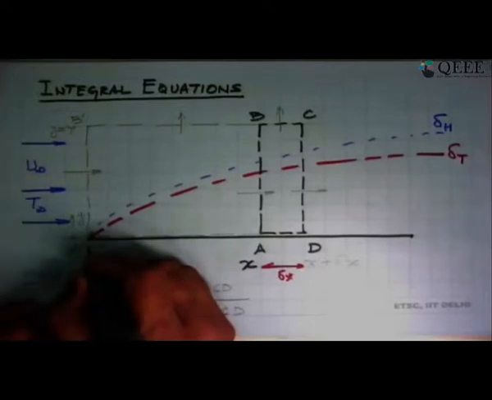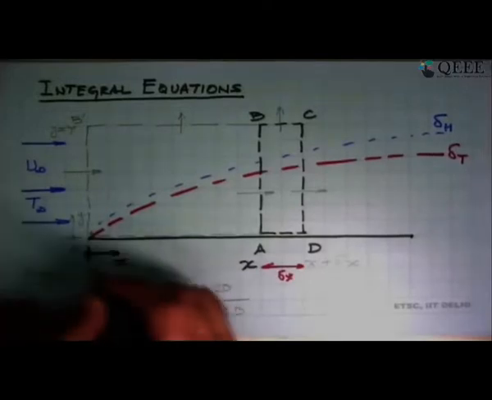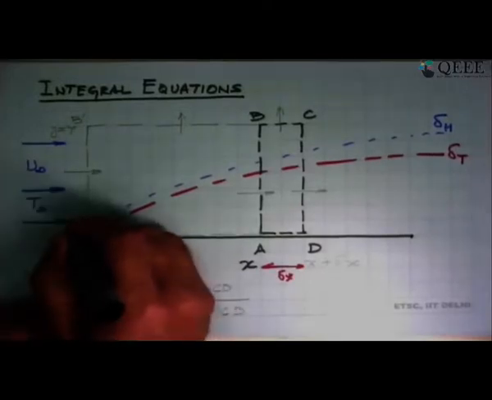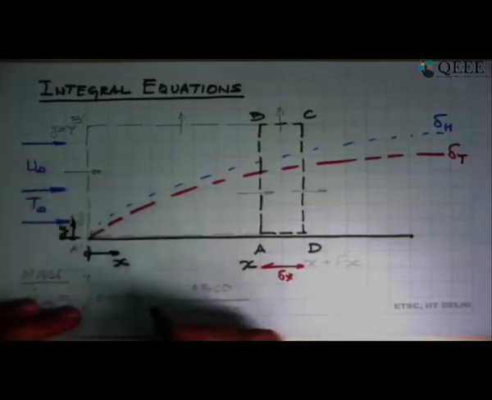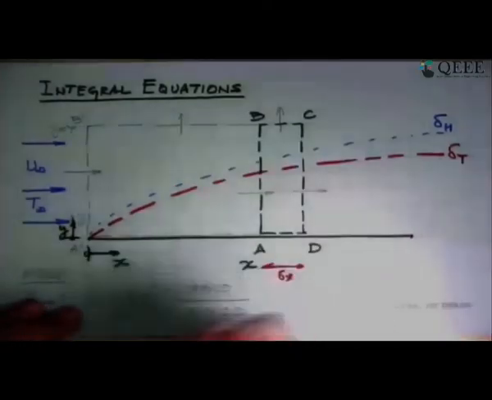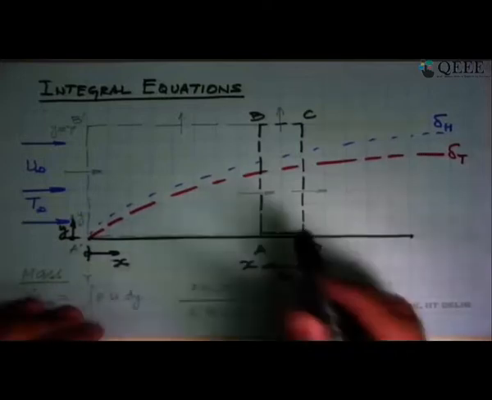In this, we set up our coordinate system as before. This is x and this vertical direction is y. We take this slice and write the conservation of mass, momentum and energy for this.